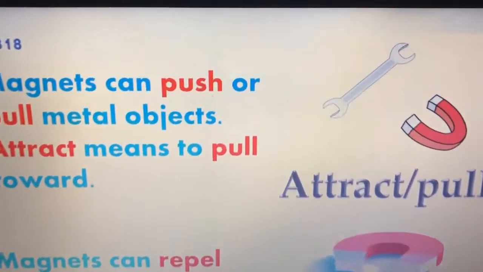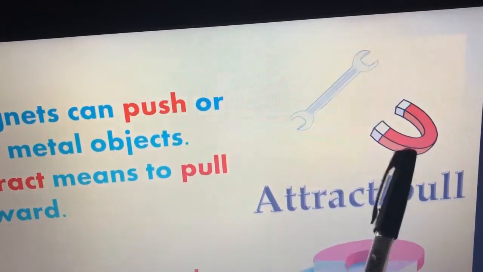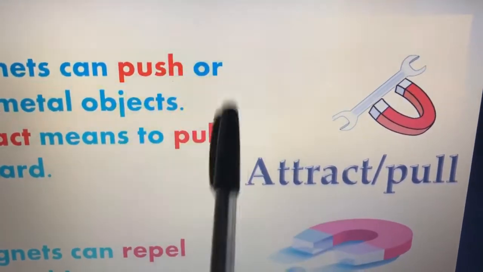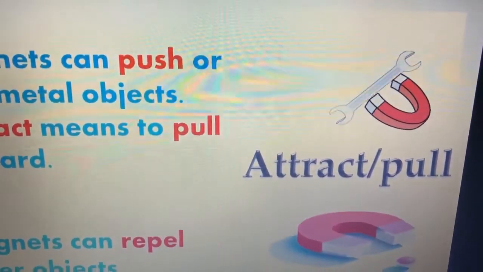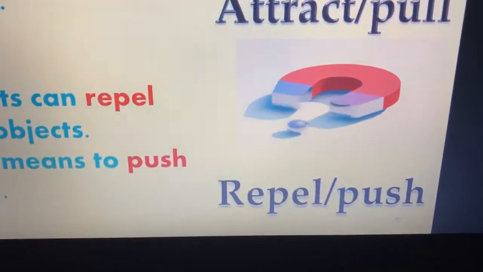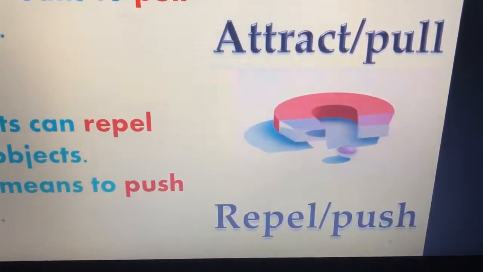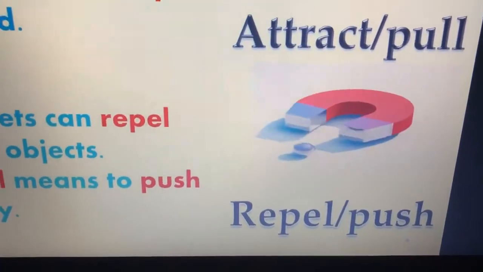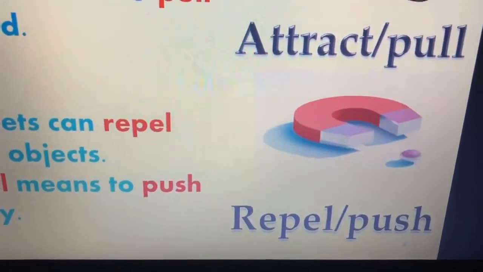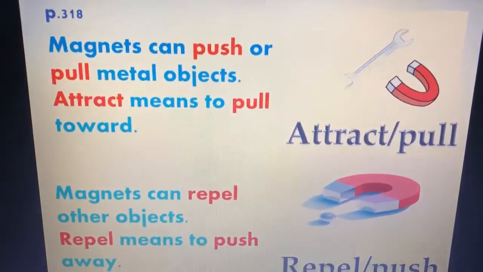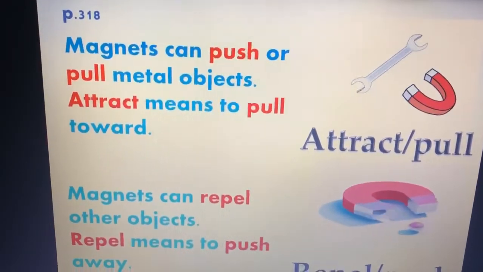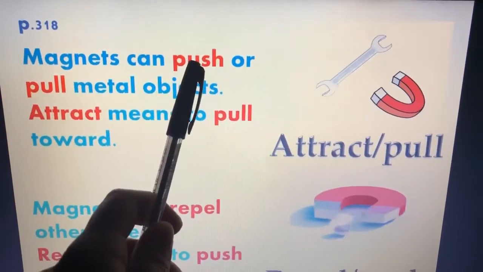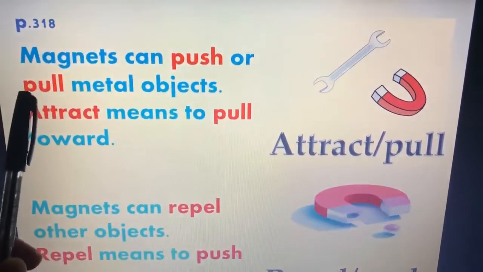Okay, I want you to see here the tool. The magnet here is pulling the tool. The magnet here can attract the tool, while the magnet here is pushing this small ball. So the magnet here can repel the small ball. So a magnet can push or pull metal objects. Can push, which is repel, or pull, which is attract.